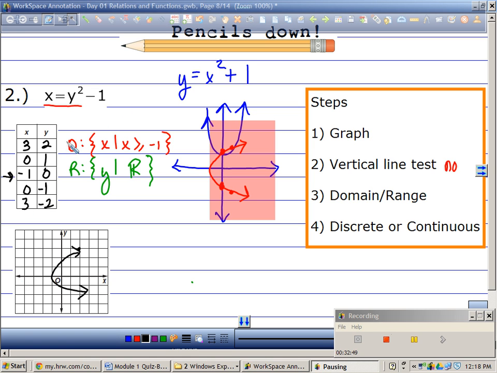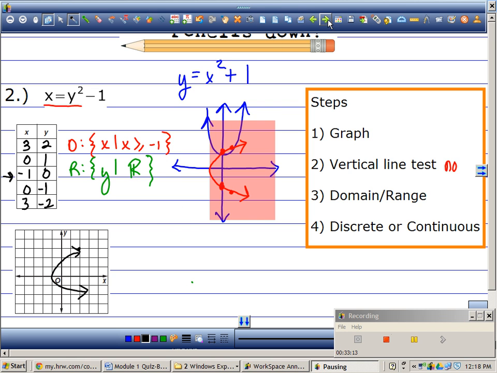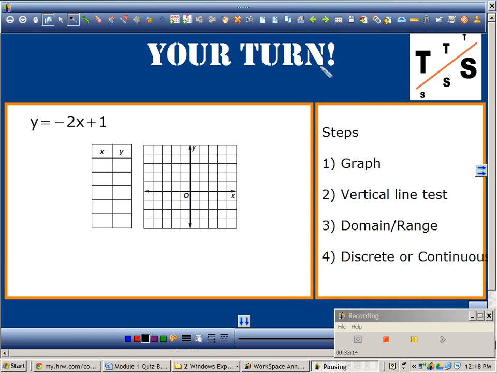But if you know behavior of graphs, you don't need that, right? Because that's kind of hard to do when it's turned sideways instead of up, you're kind of doing it backwards. I won't require you to do this. I want to know what this means right here, okay? And we'll keep talking about this over and over again. All right, moving on. Your turn.